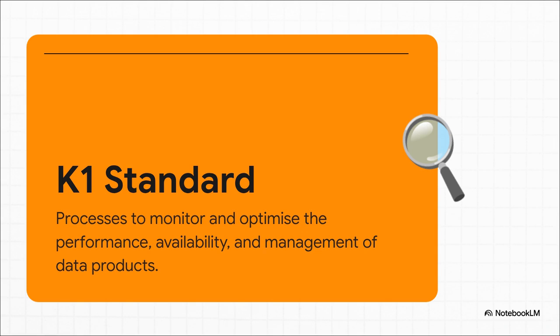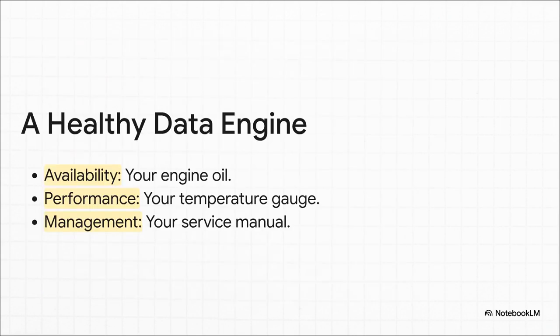But a better way to think about it is this. It's about making the shift from just building things to being truly responsible for making sure they're always available, always fast, and always trustworthy. A really great way to get your head around this is to think of your data systems just like a car engine. Availability, that's your engine oil. Without it, the whole thing just seizes up and stops. Performance is like your temperature gauge, right? It warns you before you overheat. And management, well, that's your service manual, the complete guide to keeping everything running in perfect condition.